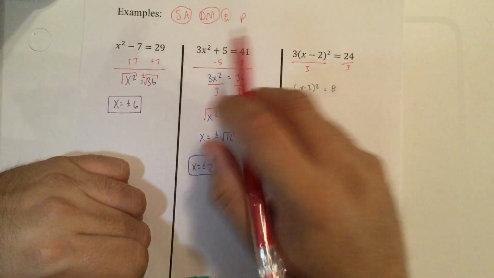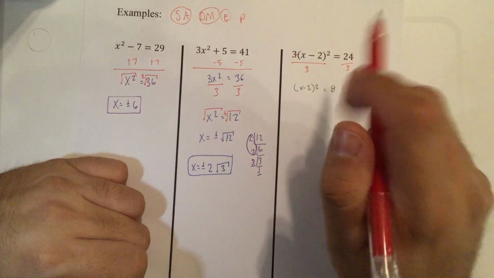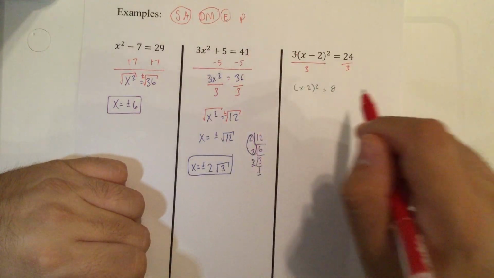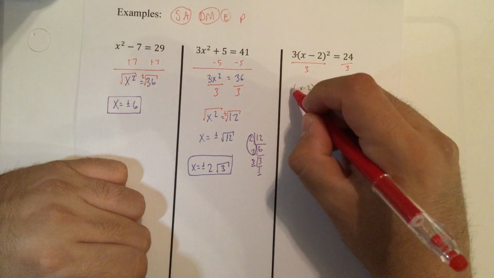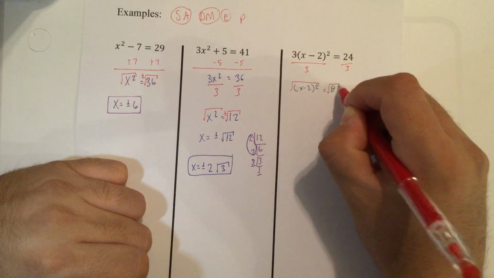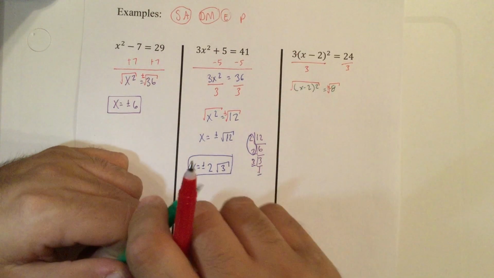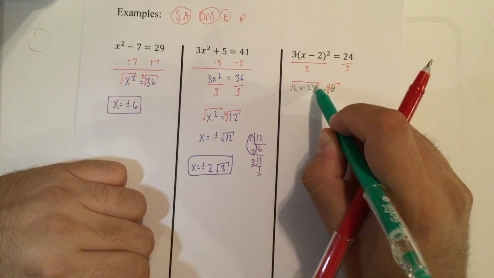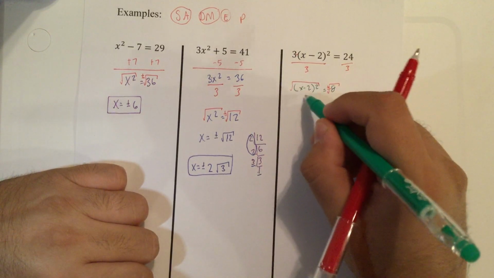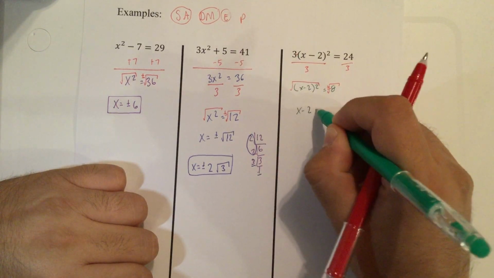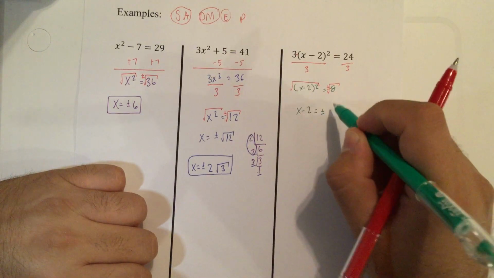Now from here, we're looking for division, multiplication. Oh, sorry, we just did it. Exponent. So we have an exponent of 2, so we take the square root to remove that. And don't forget to put plus or minus. So again, the square root and the square are going to cancel each other out, leaving us with the inside of x minus 2, and plus or minus the square root of 8.